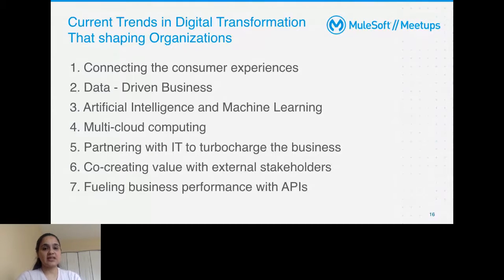So second is data. Data-driven businesses. Businesses need to be driven by the data. So what kind of data do organizations have currently? They have their historic data that they have had for many years. They have the consumer behavior data. They have their application data.